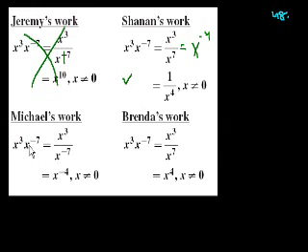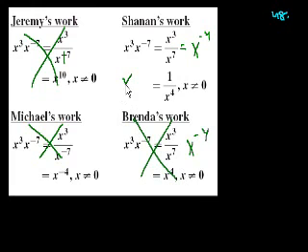Michael's work, x to the third over x to the minus 7. Okay, he made the same mistake as Jeremy. X to the minus 7, when you put it in the denominator, becomes x to the positive 7. Not right. And then Brenda's work got this step right, but then this should be x to the minus 4 power. So this is not correct. So the only person who got it right was Shannon. And what choice is that? Shannon is choice C. Choice C. Out of time. See you in the next video.